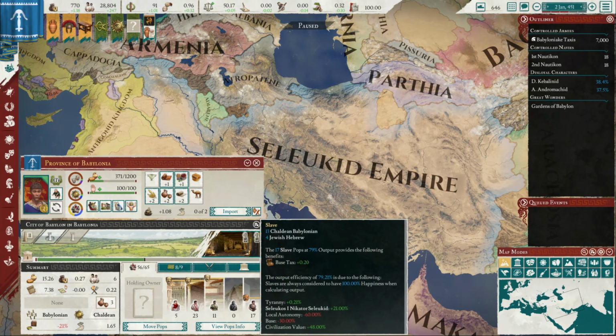There is, however, one exception to this rule. Slaves' output is not affected by their overall happiness, since slave pops always have a base happiness of 100% when calculating output, no matter what their happiness value may be.